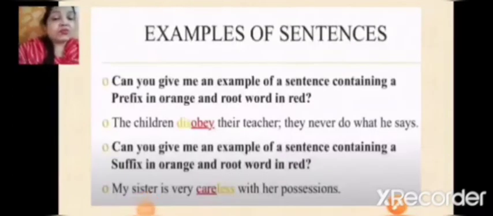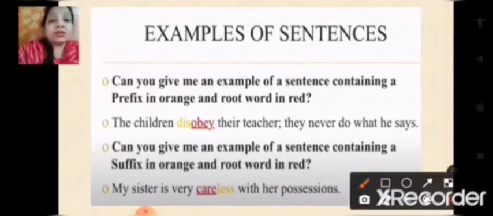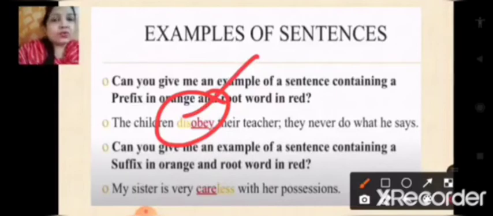Yes children, my first question was, can you give me an example of a sentence containing a prefix in orange color and root word in red color? Yes, if you want you can use your crayons also. Now the sentence which I have framed is, the children disobey their teachers. They never do what he says. Yes? So our prefix over here is dis, right? And what's your root word? It's obey. Correct.